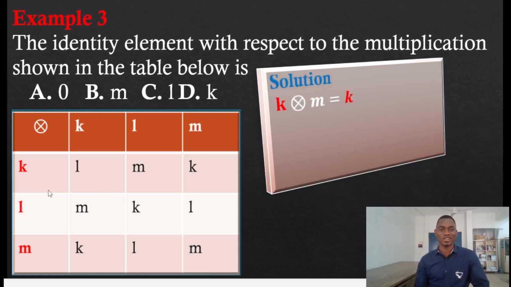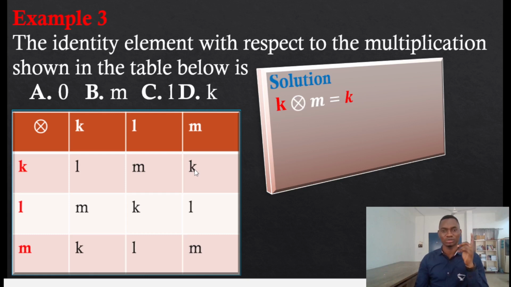Now, you see that these K, L, M are our first element. Then K, L, M, these horizontal letters, are our second element. Now look at what is happening here. K operates on K to return L. K operates on L to return M. K operates on M to return K.